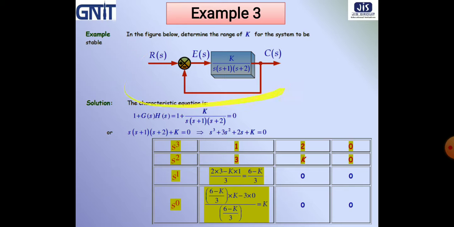Here one closed loop transfer function is given, where G(s) is equal to k by s into s plus 1 into s plus 2, and H(s), the feedback path transfer function, is given as 1. To calculate the characteristics equation for this system, put the values of G(s) and H(s) in the equation 1 plus G(s)H(s) equal to 0, and after calculation we find s cube plus 3s square plus 2s plus k equal to 0. That is our characteristics equation.